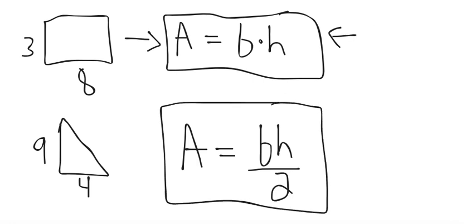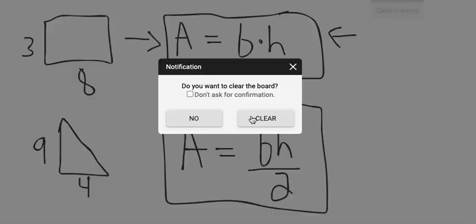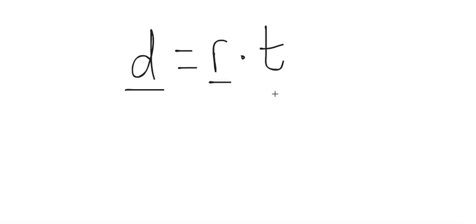A new formula that we're going to start working with today, and we'll work with a lot this year, including in our car racing project, is D equals R times T. This stands for distance, rate, or speed, and time. Now, if we knew two of those three things, we could find the third thing using this equation.